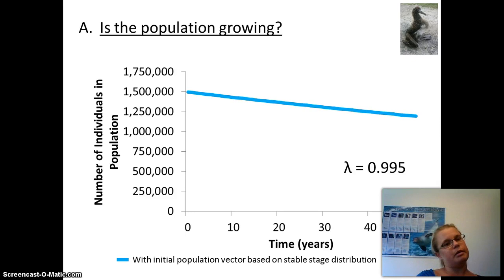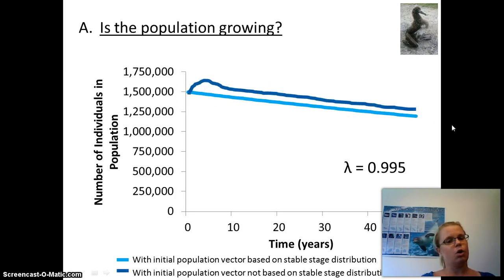Now, this projection through time actually does depend on what your initial population vector is. We're going to be talking in just a second about what a stable stage distribution is. But essentially, what happens in these first couple years depends on how many individuals there are in each stage that you put in at the very beginning at time 0. So you could have a straight line showing the same trend throughout all your time, or it might do something funny in the first couple of years. And that's because you have an initial population vector that doesn't match the stable stage distribution.